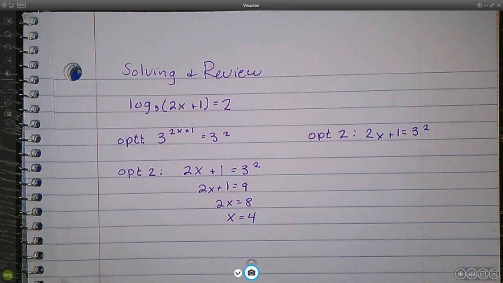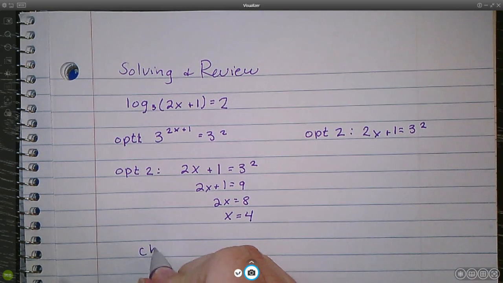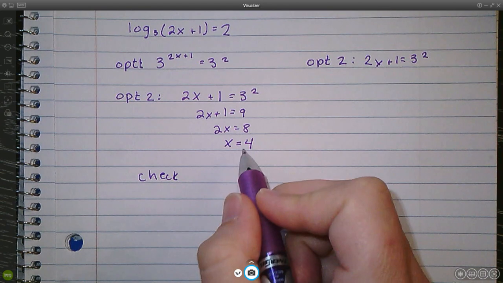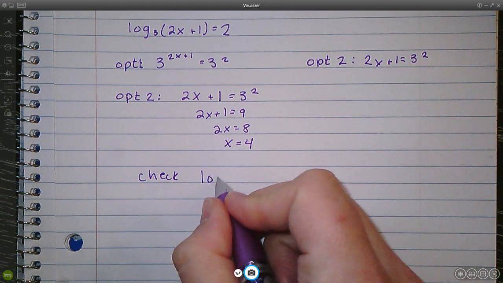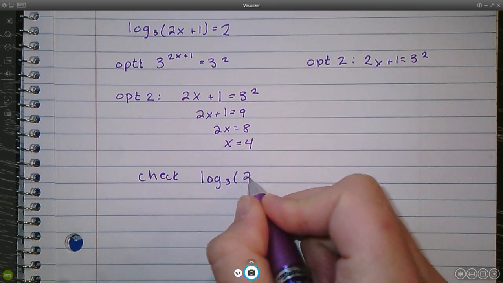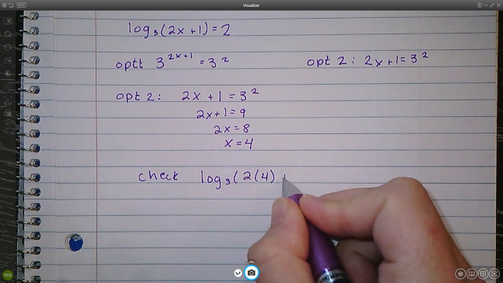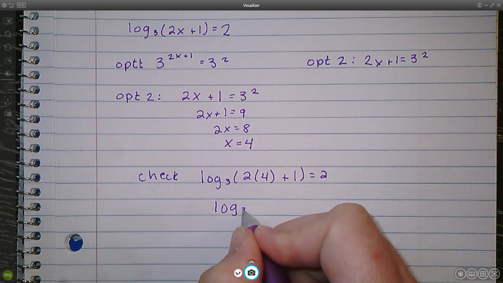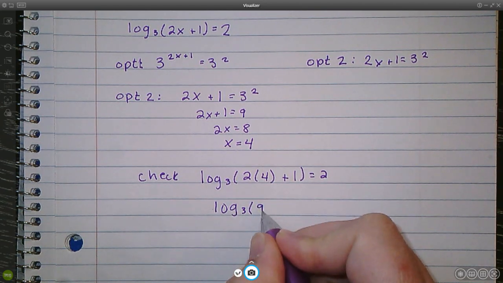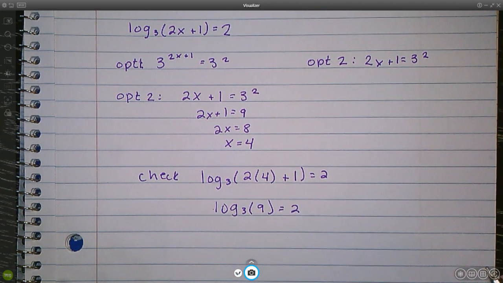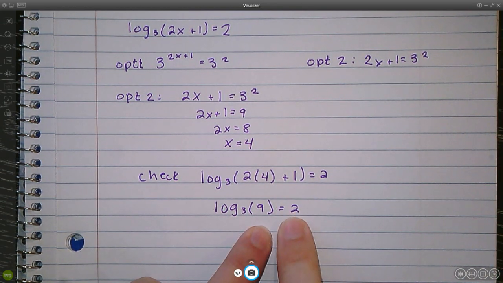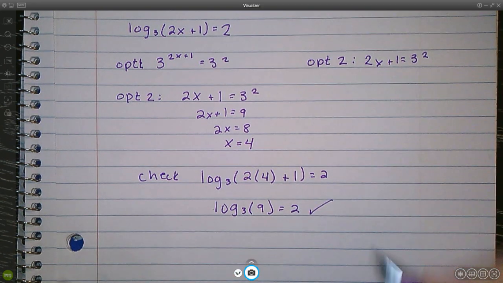Okay, then the next step says go back and check your solution to make sure it's correct. So to check, we just need to take 4 and plug it back in. So log base 3 of 2 times 4 plus 1 equals 2. So log base 3, that would be 9, equals 2. So this is, in your head, you would say 3 to the power of what gives you 9? And that's 2. So we were correct.